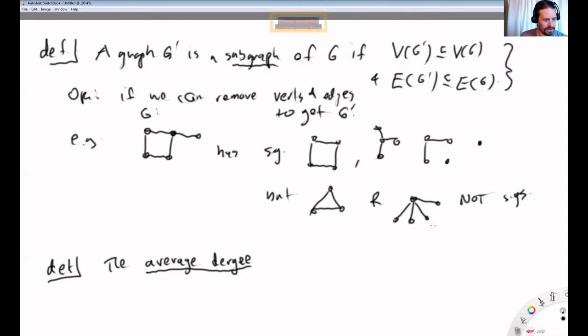Okay, the average degree is just the mean value of the degrees in the graph. So you add up all the degrees in the graph and divide by the number of vertices. That's all it is. Average degree is literally the average degree. So is mean degree.